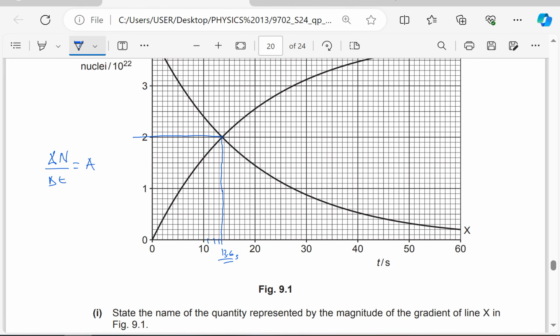Alternatively, I can try the second point. When I divide this by 2 again, I reach 1. And it is here.